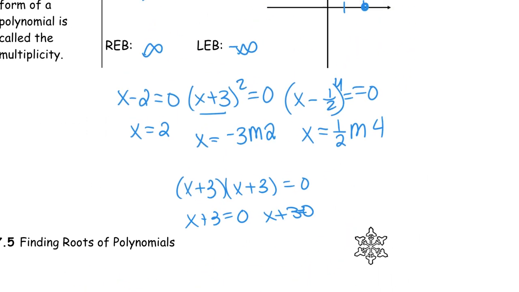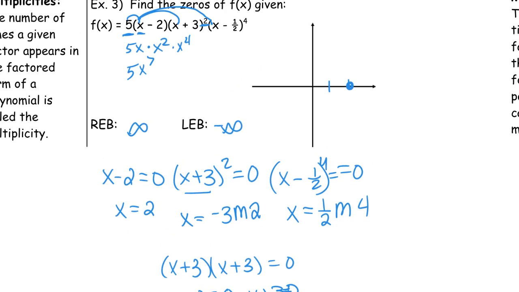Okay? So when we go to graph this, we've got a root at negative 3. 1, 2, negative 3. That one's a multiplicity of 2. And you could always put a little m2 there to help remind you if you need to. And then we've got a root at 1/2. And this one's going to be an m4, which means it's going to bounce, but it's going to be really flat at that root. So right end behavior is up. Left end behavior is down.